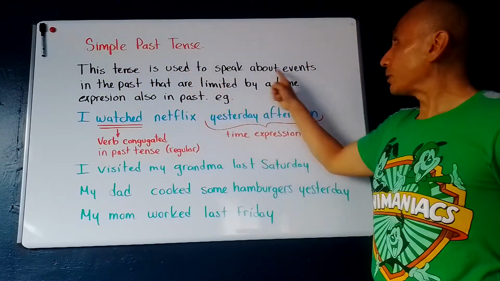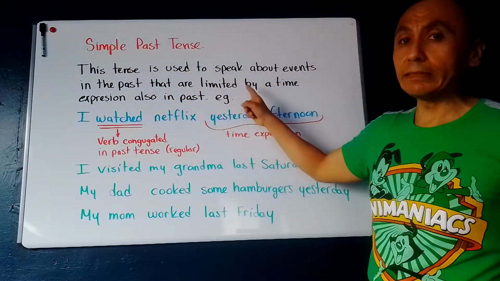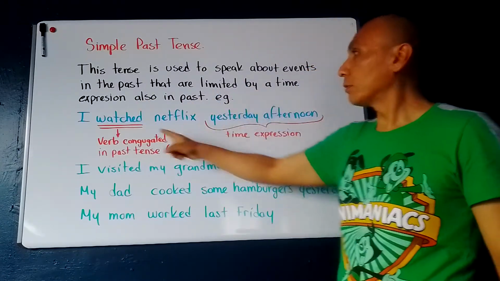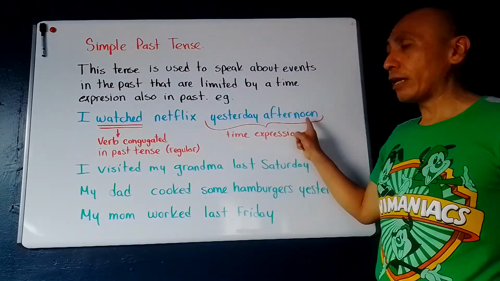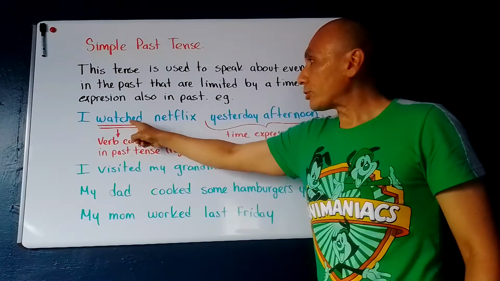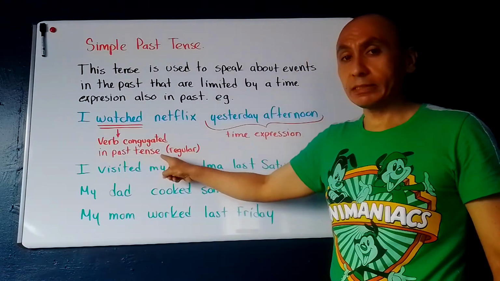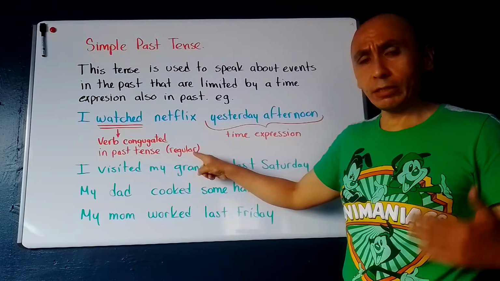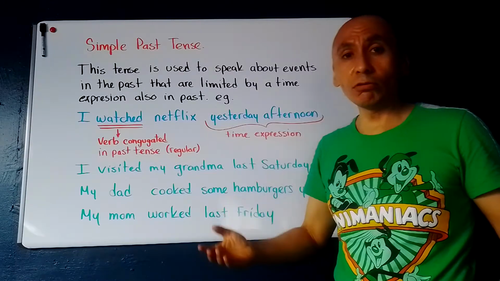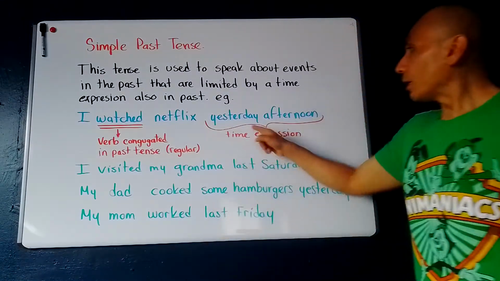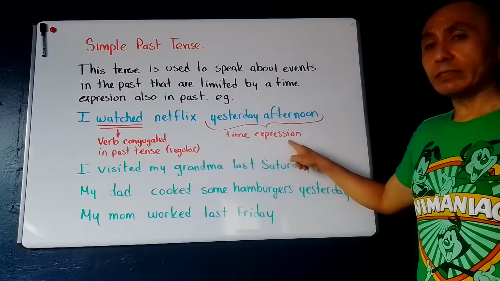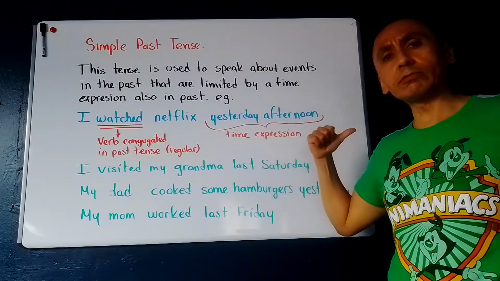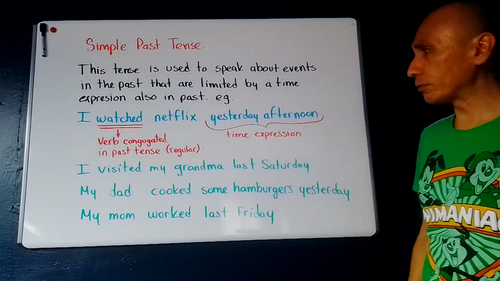This tense is used to speak about events in the past that are limited by a time expression, also in past. For example, I watched Netflix yesterday afternoon. Watched is my verb conjugated in past tense, and in this case is going to be a regular verb, which are the type of verbs that we have used only at this moment. And yesterday afternoon is going to be my time expression that corresponds to the simple past too. Time expression yesterday afternoon, that was Sunday afternoon, okay?